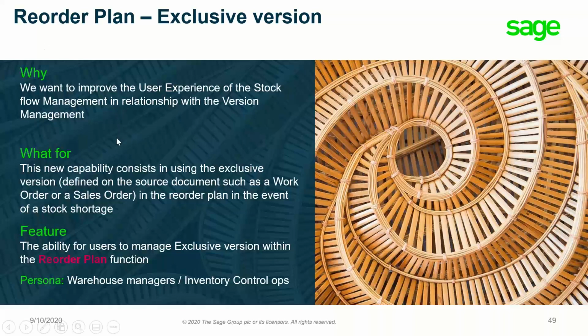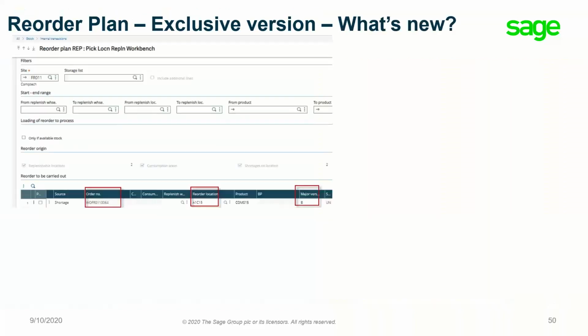So what is the new feature here? This new feature is within the reorder plan. This new capability consists in using the exclusive function, which you have to set up in advance in the reorder plan. Okay, so this is my reorder plan function that maybe some of you are very familiar with. Okay, so in my reorder plan function now, I have a new field, which is the major version, because we are considering version management in X3.